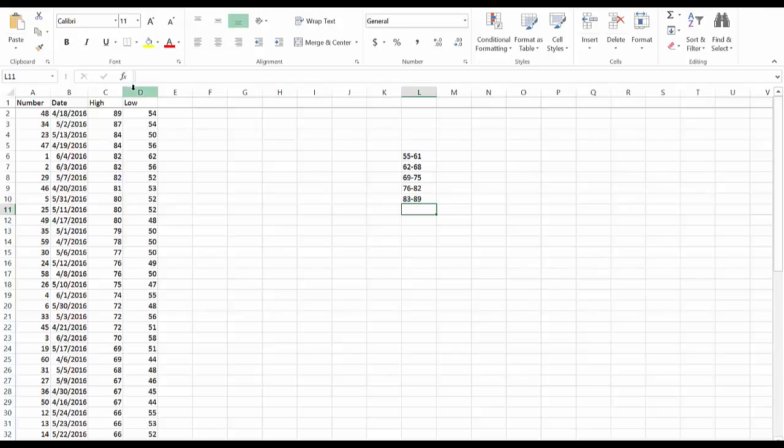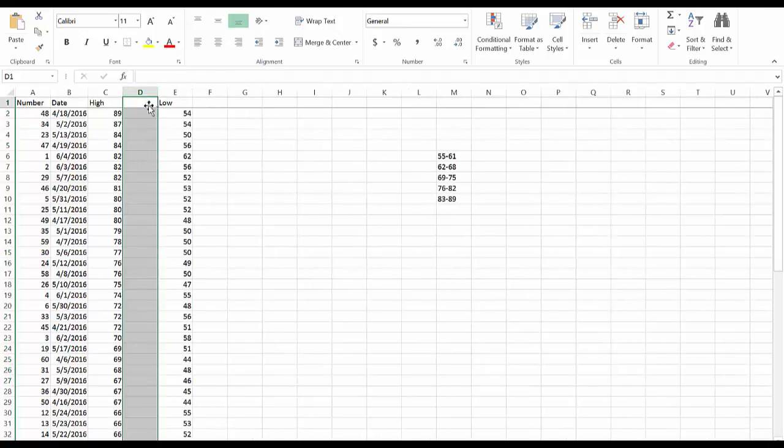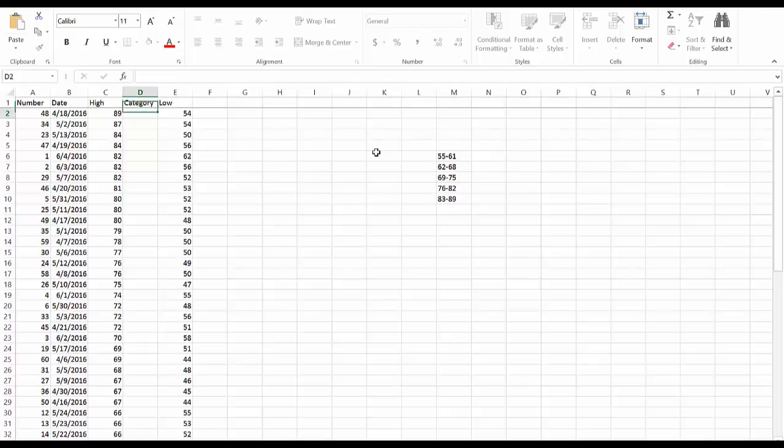Now, what I want to do, I'm going to come over here and highlight the column D. I'm going to right click with my mouse. I'm going to insert a column. And I'm going to call this category. All right, so 83 to 89 is all the way there. Okay, so I only have 4 different temperatures that are in that range.